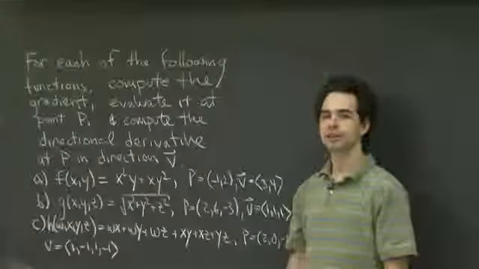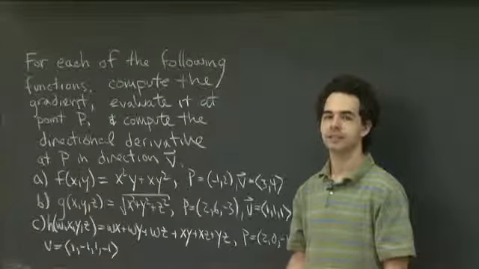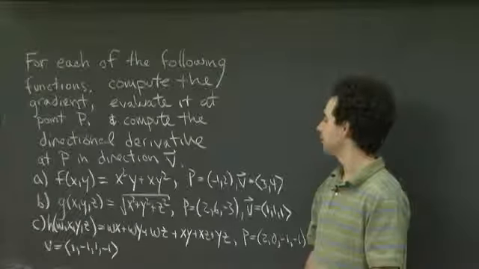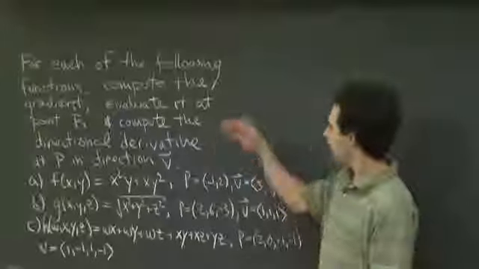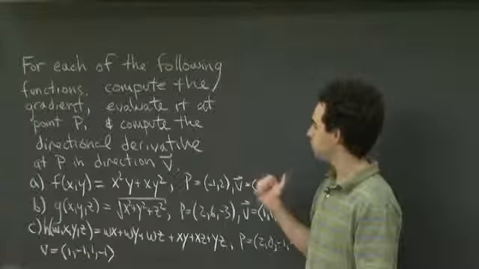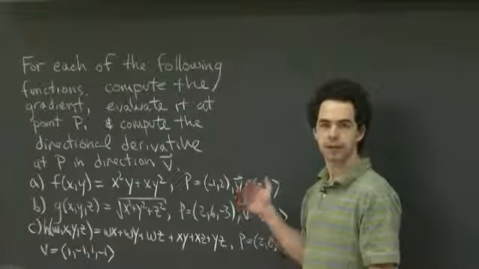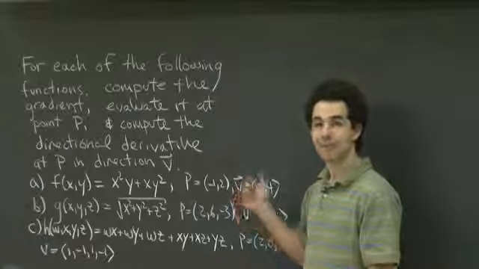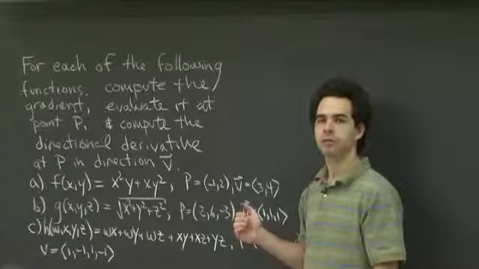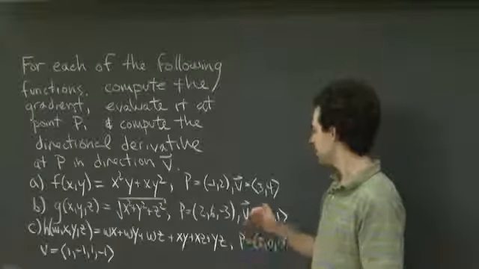In lecture, you've learned about gradients and about directional derivatives. So I have a problem here to test your understanding of those objects and give you some practice computing them. I have three functions here, and for each function, I've given you a point and a direction. What I'd like you to do is compute the gradients of the functions, then evaluate their gradients at the point given, and then compute the directional derivative of the function at the point in the direction of the vector given.